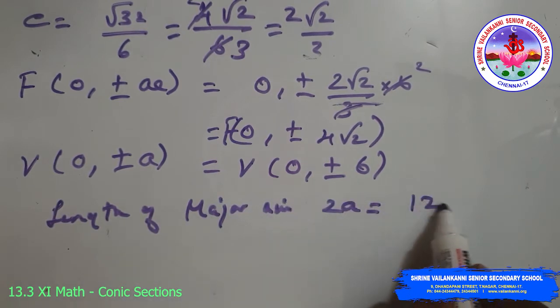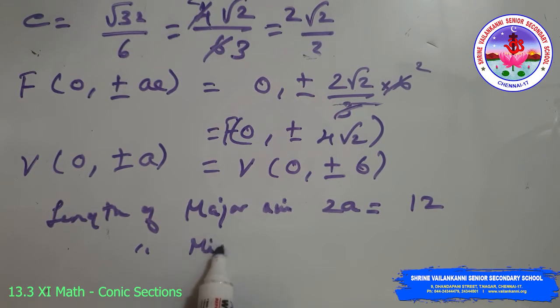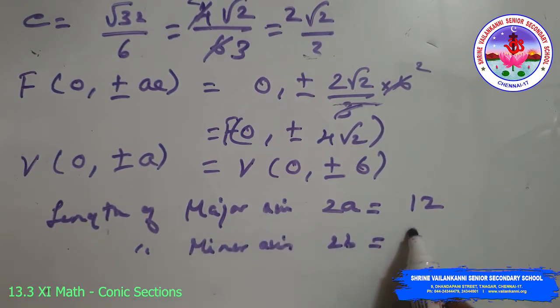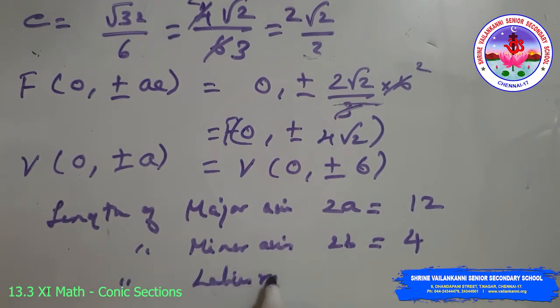So 2 into 6, which is 12, and length of minor axis is 2b. So 2 into 2, which is 4. Then length of latus rectum is 2b square by a. So we get 2 into 4 by 6. So we get 4 by 3. So length of the latus rectum is 4 by 3.